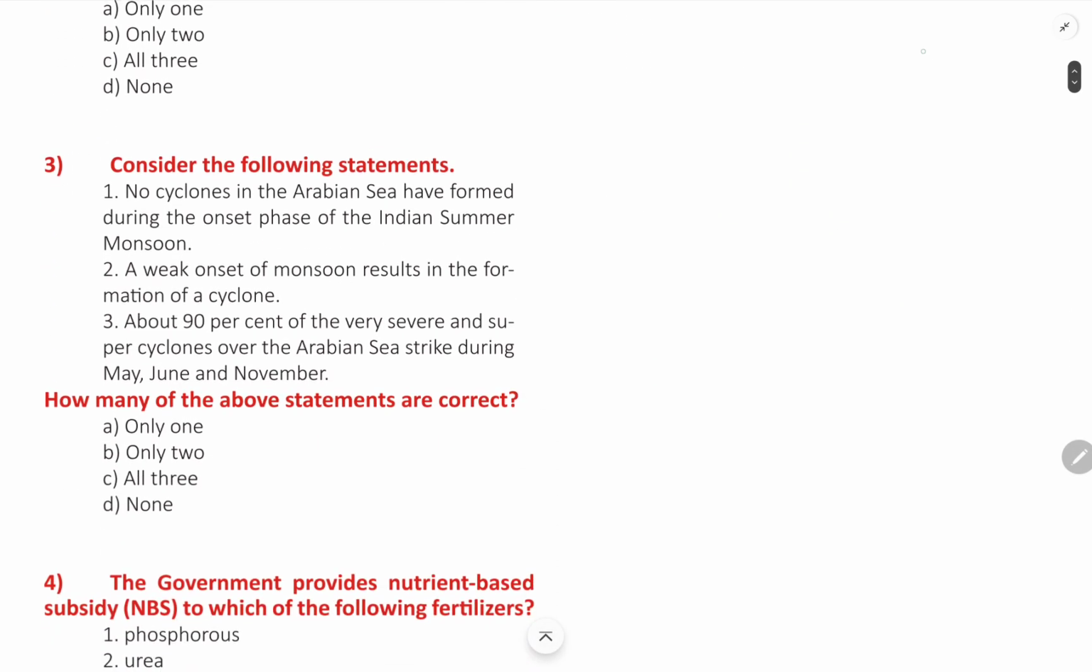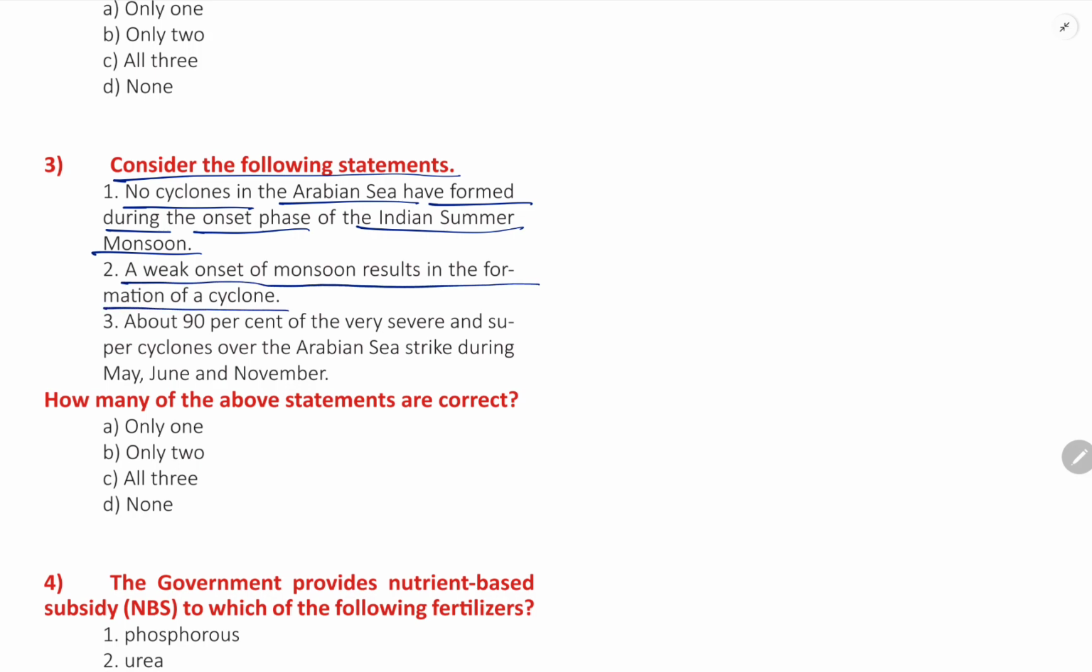Now moving on to the third question. Consider the following statements. First, no cyclones in the Arabian Sea have formed during the onset phase of the Indian summer monsoon. Second, a weak onset of the monsoon results in the formation of cyclones. Third, about 90% of very severe and super cyclones over the Arabian Sea strike during May, June and November. Now which one of the following is the correct answer? The correct answer is B. That is, out of the three statements, only two are correct.